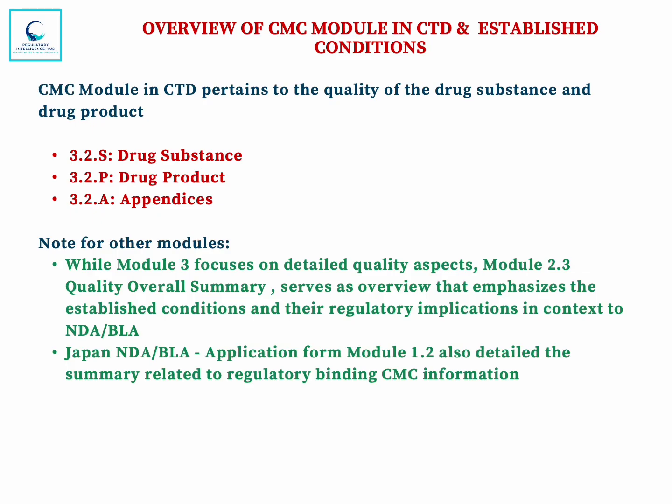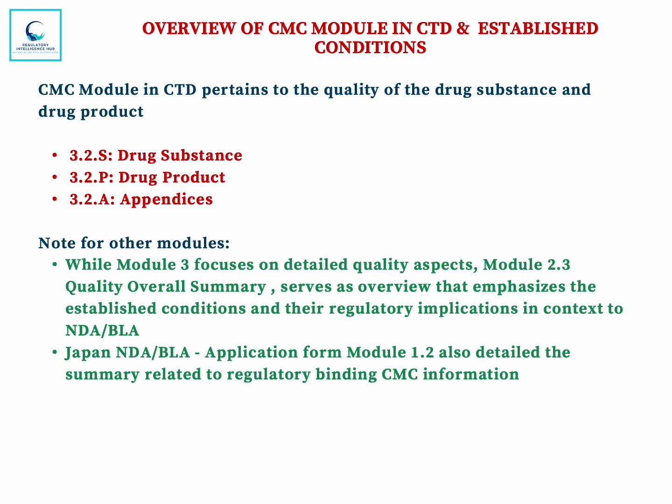Overview of the CMC module in the CTD and established conditions. Module 3 contains the detailed quality information supporting approval. Key sections include 3.2.S drug substance, 3.2.P drug product, and 3.2.A appendices. Module 2.3 provides the quality overall summary and presents a higher-level interpretation of the quality information.